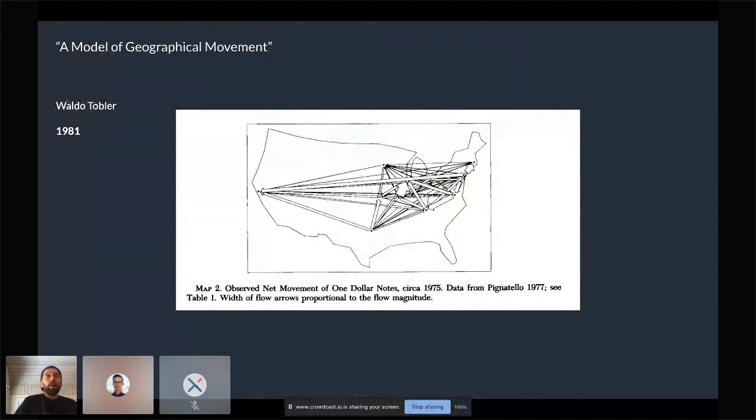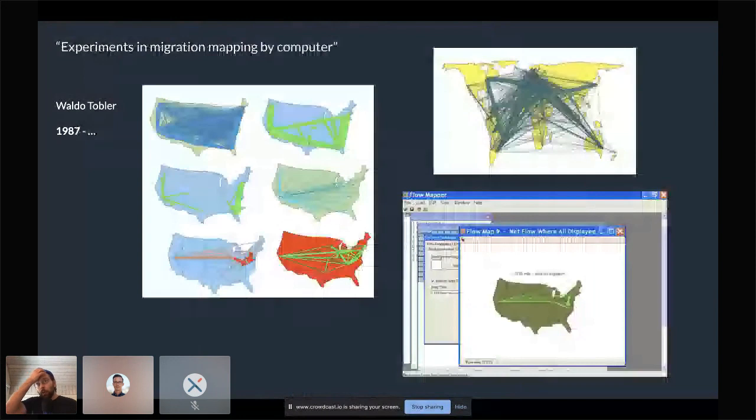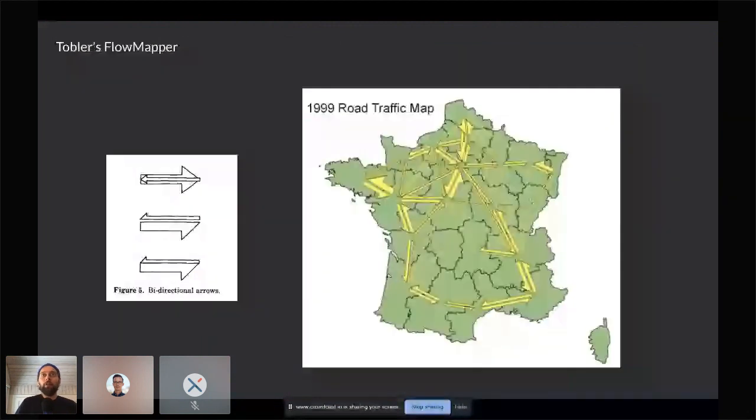Sorry. So Waldo Tobler, an American geographer, started experimenting with generating flow maps on computer, and he published quite many papers. He developed a tool called Flowmap for flow map generation, and in his papers he discussed many issues around representing flow maps, like here how to represent bidirectional flows, for instance.